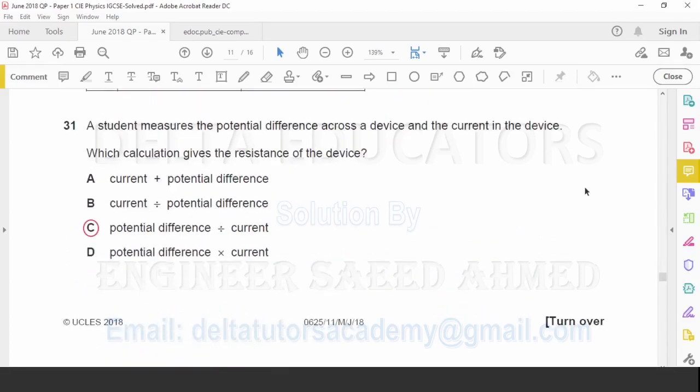Question number 31. A student measures the potential difference across a device and the current in the device. Which calculation gives the resistance of the device? According to Ohm's law, potential difference is equal to current times resistance, V = IR. If we have to calculate the resistance, resistance will be equal to potential difference divided by current. This is given in option C. So the correct option is option C.